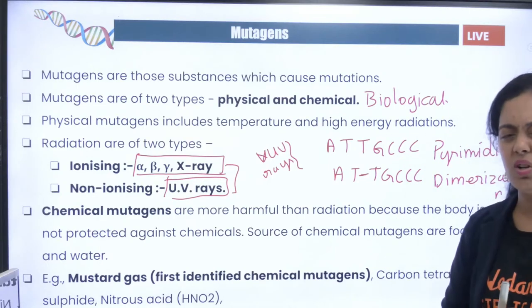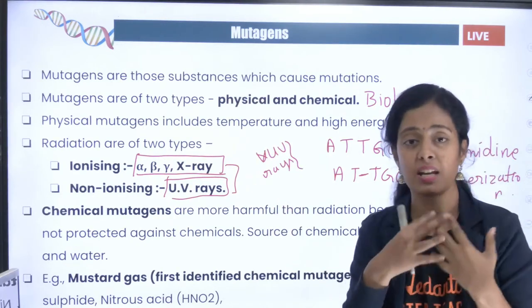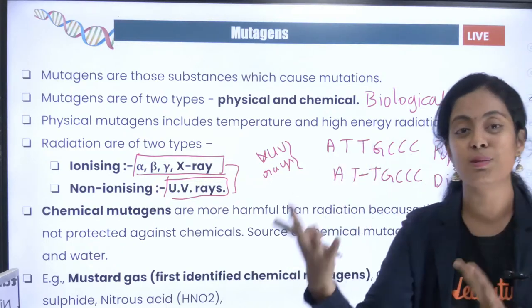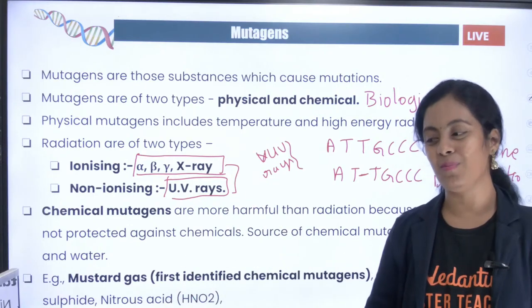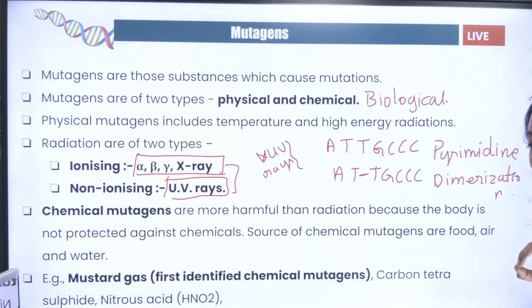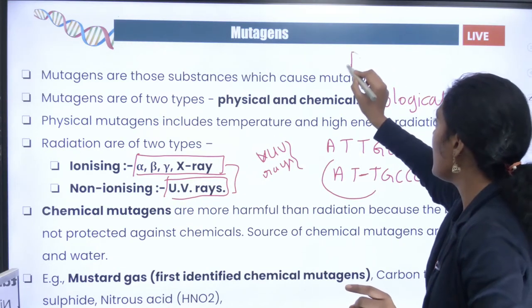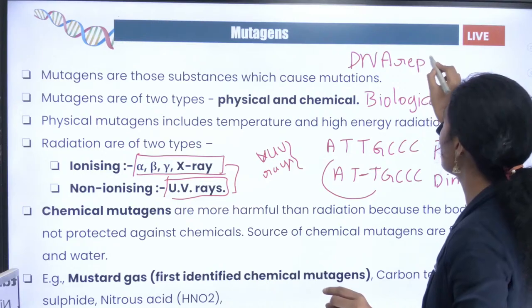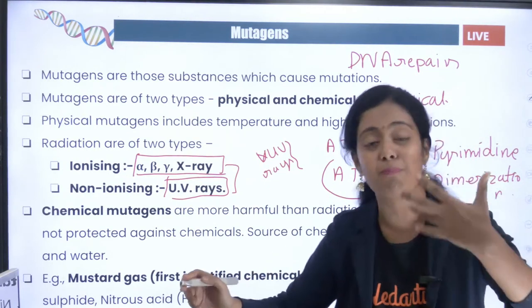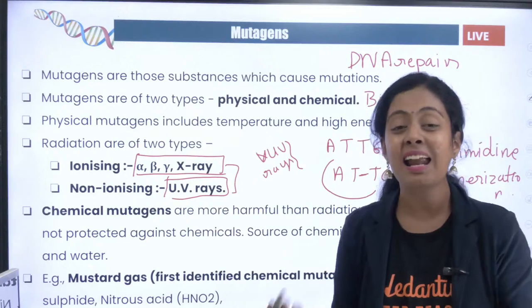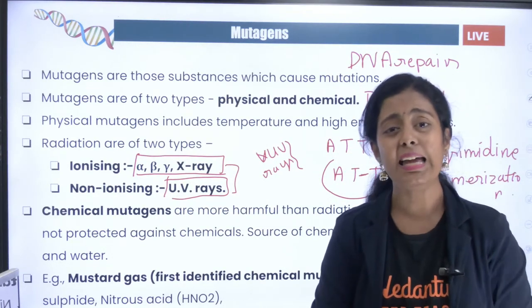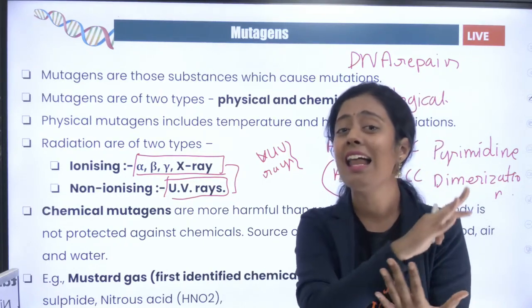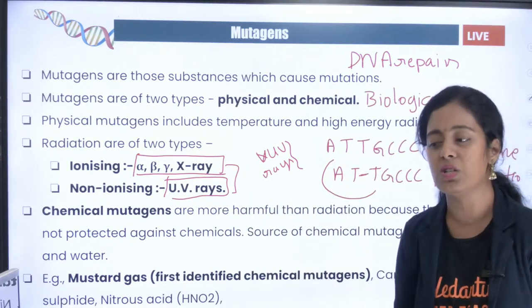Okay, coming to chemical mutagens, these are even more harmful, guys. With physical mutagens, at least I can avoid getting exposed to radiation. But chemical mutagens are everywhere. They are more harmful than radiation because the body is not protected against chemicals. Even though there is a DNA repair mechanism in my body, there is nothing to repair damage from chemical mutagens. Where are these chemical mutagens present? Everywhere. In the food you eat, in the drinks you drink, in the tobacco you smoke, in the alcohol you drink, everywhere there are chemical mutagens, guys.